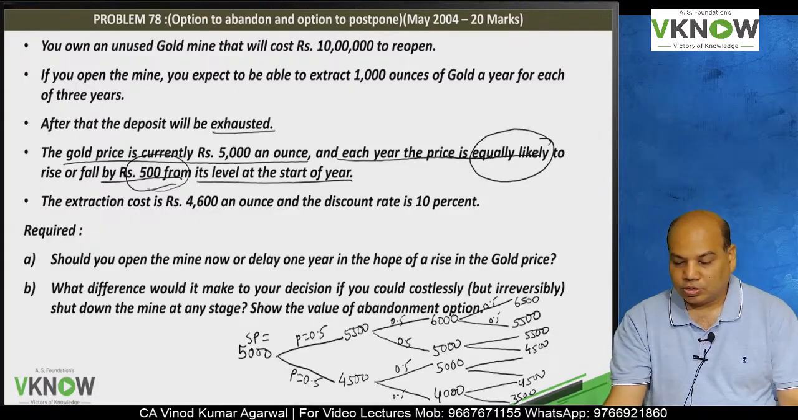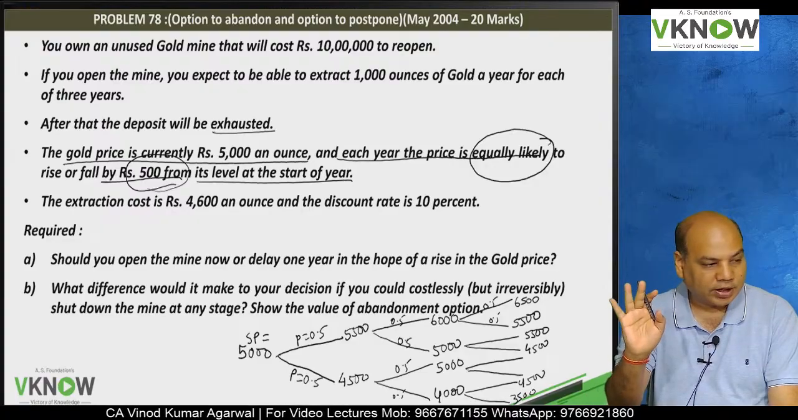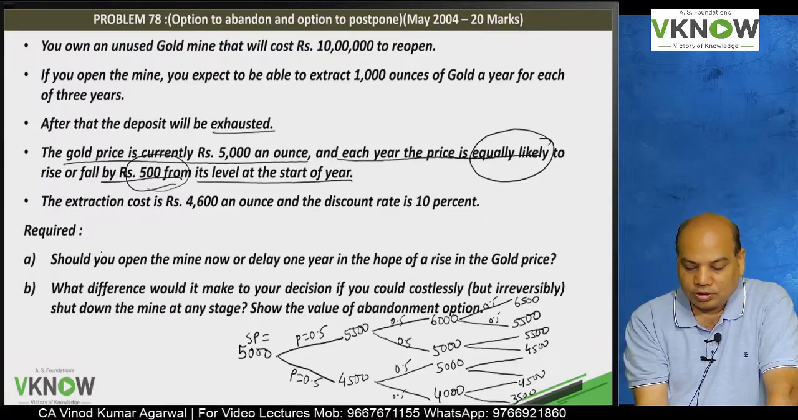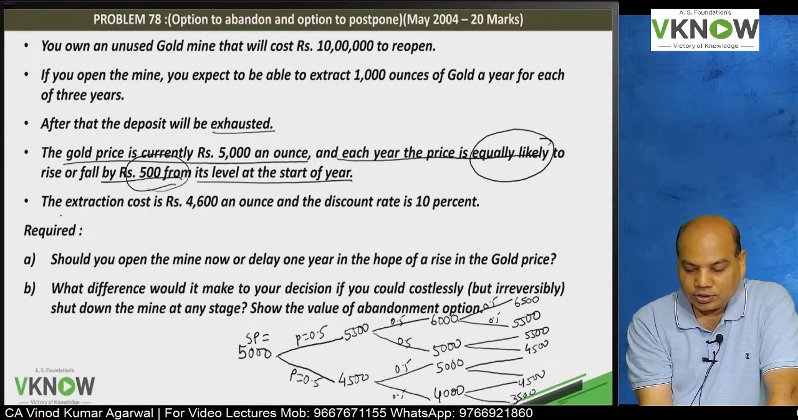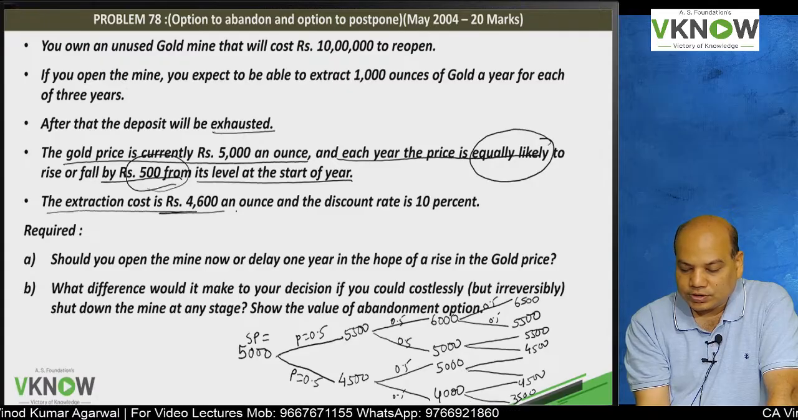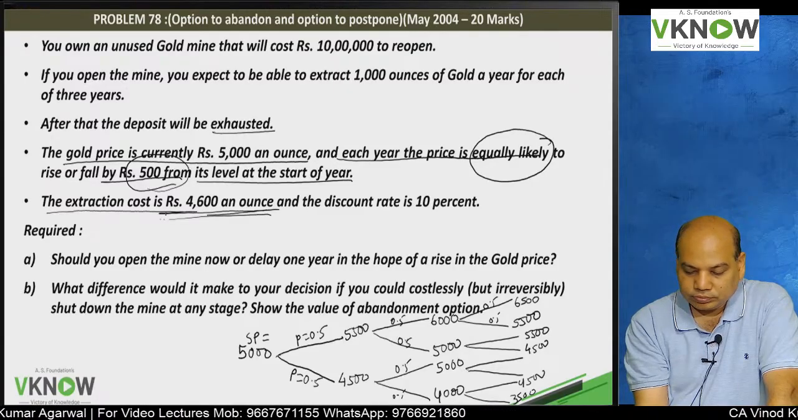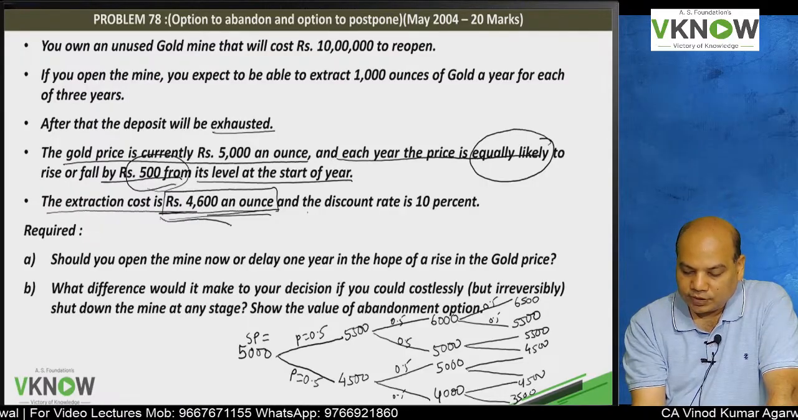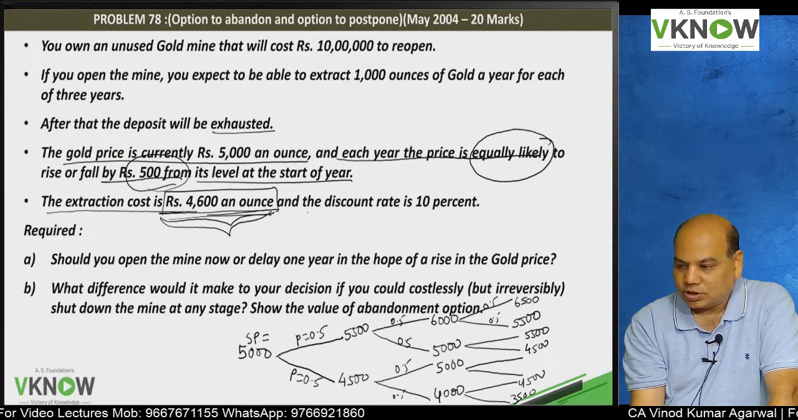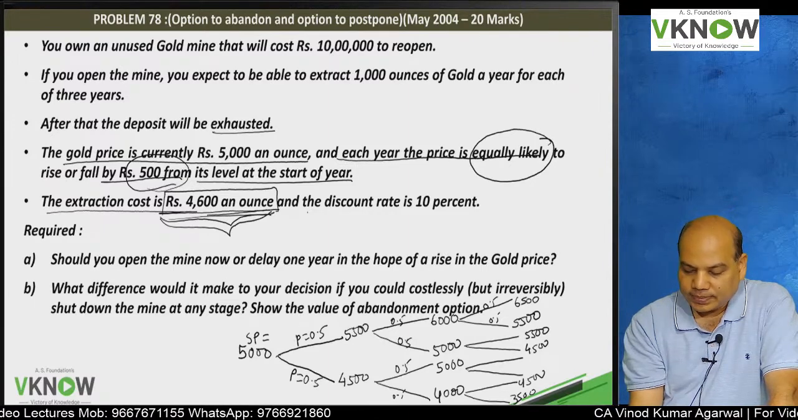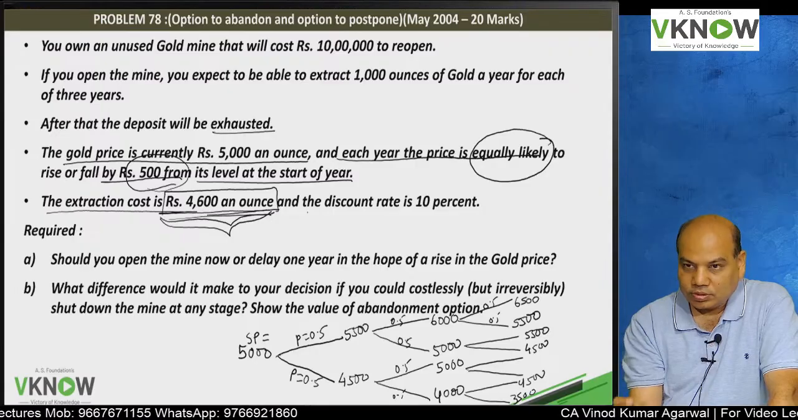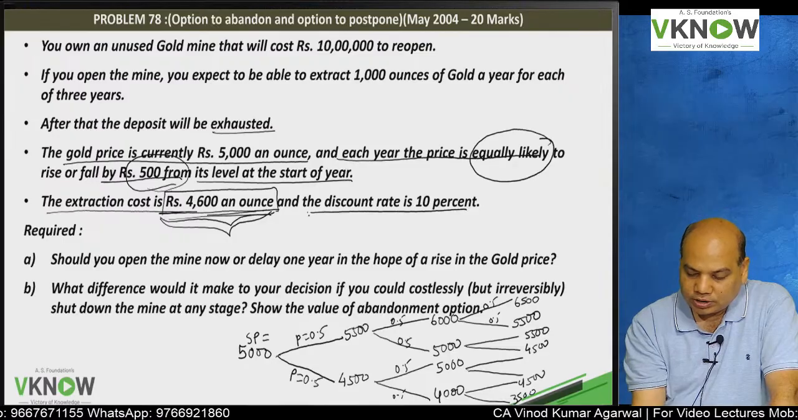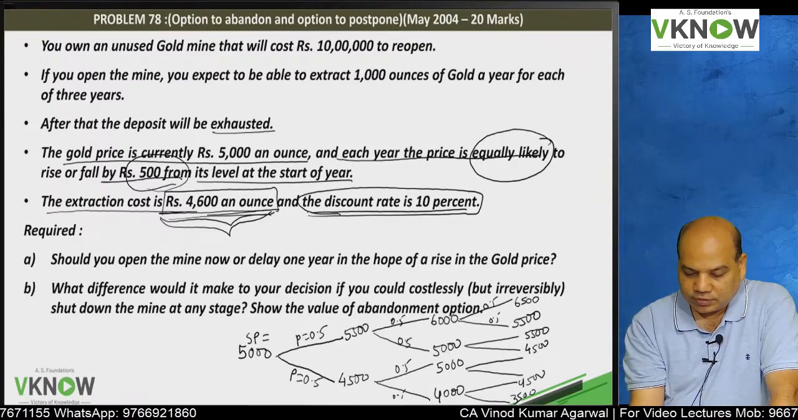I'm not writing all, we'll write in a diagram properly. Don't write now, I will draw the same diagram for you nicely. The question is, the extraction cost is 4600 an ounce. This is the cost of extraction. This is going to be fixed. Price can change, but the extraction cost will be 4600 and the discount rate is 10%. This is for present value.